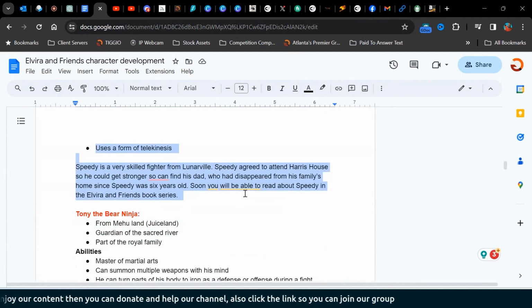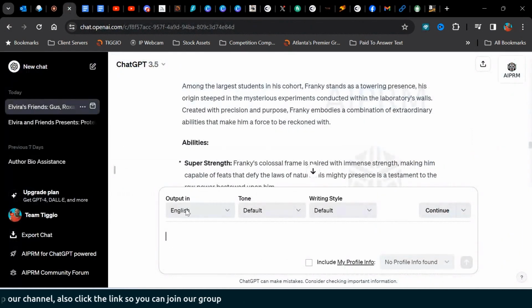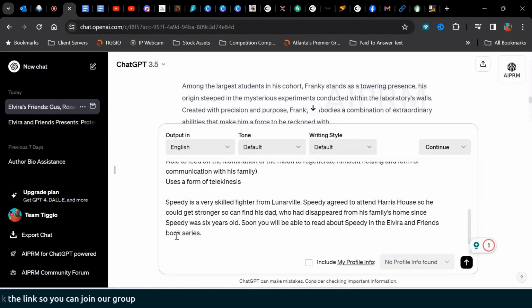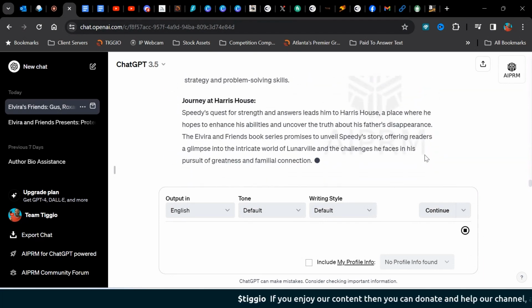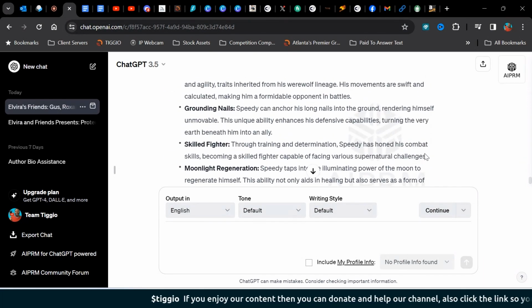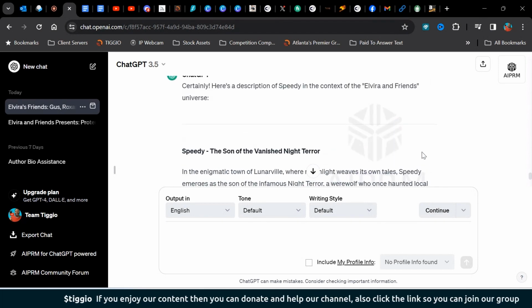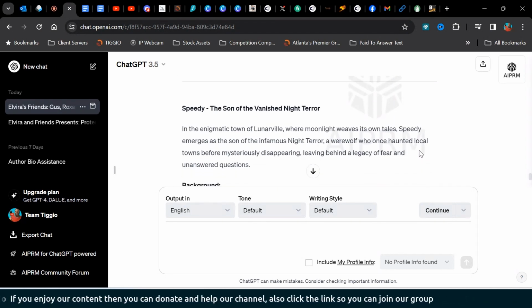Okay, here we go. All right. So, like I said again, we're adding all of this stuff in this block so ChatGPT can have a full understanding of the characters and the abilities that will take place in this story. All right, so let's look at Speedy.